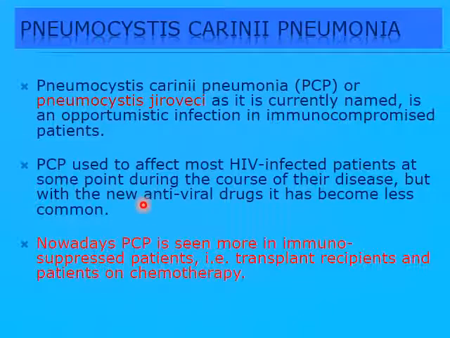Disease number 8. Pneumocystis carinii pneumonia. Pneumocystis carinii pneumonia, or sometimes called Pneumocystis jirovecii, which is the more correct name, is an opportunistic infection in immunocompromised patients. So the clue here is that we have immunocompromised patients.